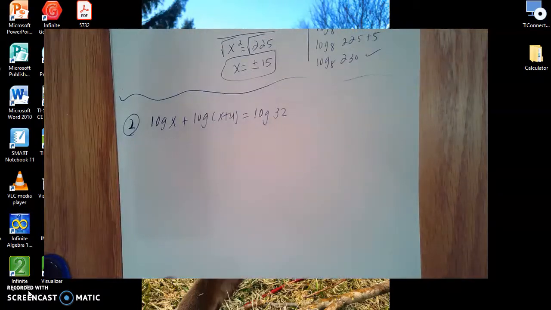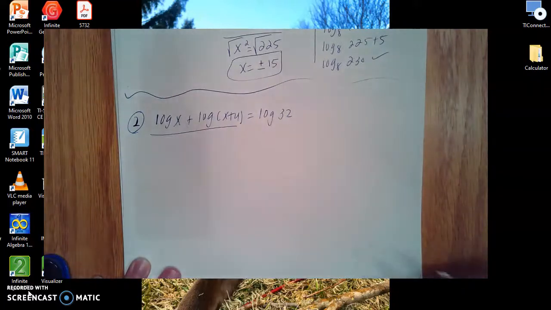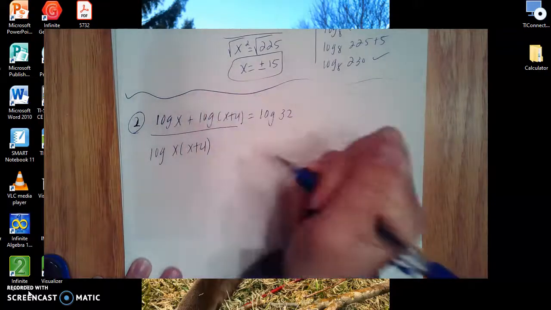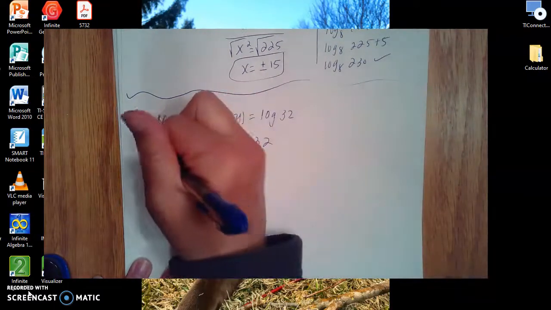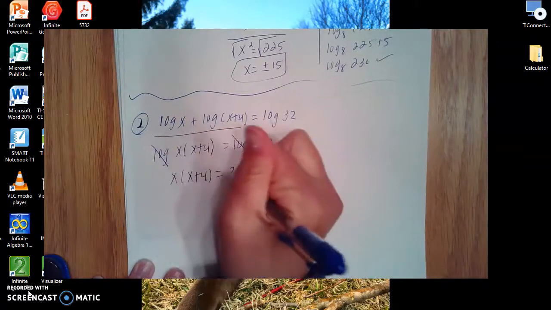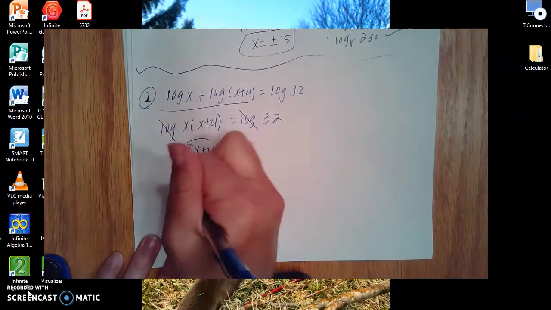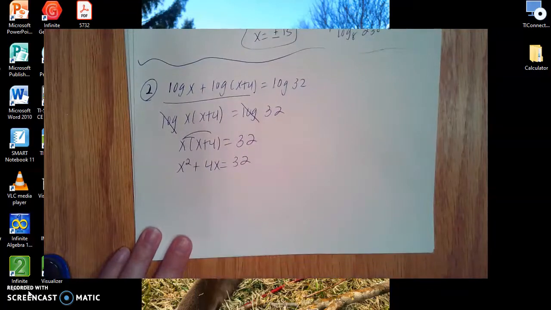So if you look at number 2, same concept. You need to get log equal to a log. So you're going to combine these two together. When there's addition, we rewrite it as multiplication. Now my logs can cancel, and I'll get x times x plus 4 is equal to 32. Distribute that x, you'll get x squared plus 4x is equal to 32.